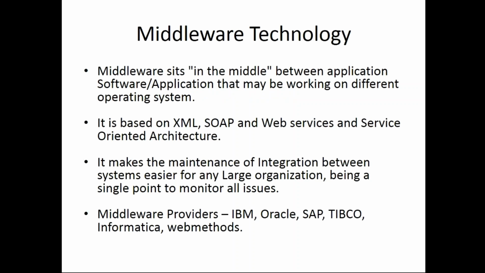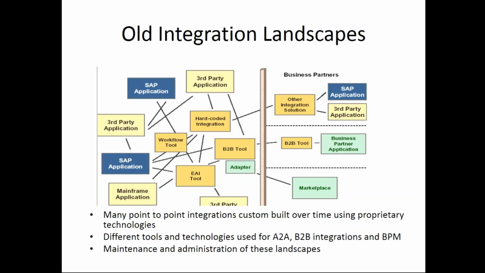So just basic information about middlewares, which I already told you. The middleware sits in the middle between application software that may be working on different operating systems. It's based on XML, SOAP, web services, service-oriented architecture. It makes the maintenance of integration between systems easier for any large organization, being a single point to monitor for all issues. These middleware providers are IBM, Oracle, SAP, Informatica.